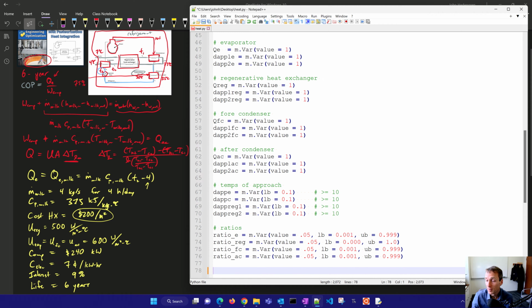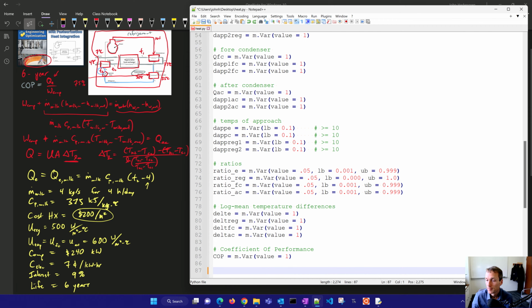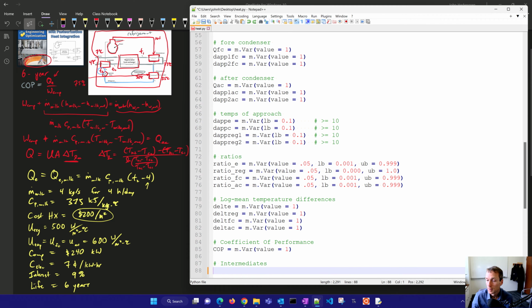So we're just defining variables right now. We'll have equations that come later that calculate some of these. But I've put some of these ratios just so we avoid negatives in the delta T log mean, so we don't enter an area where it becomes infeasible. Here's our log mean temperature differences. All right, and then we have our coefficient of performance as well.